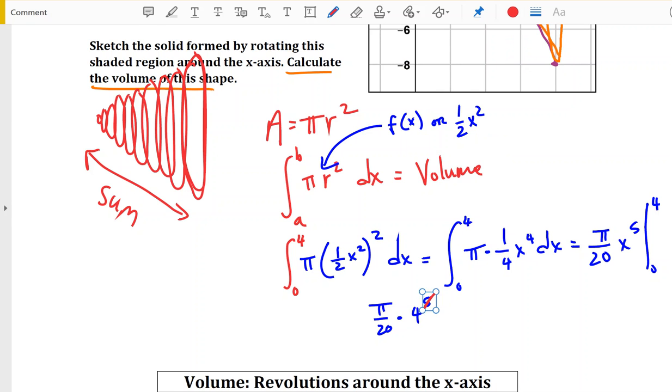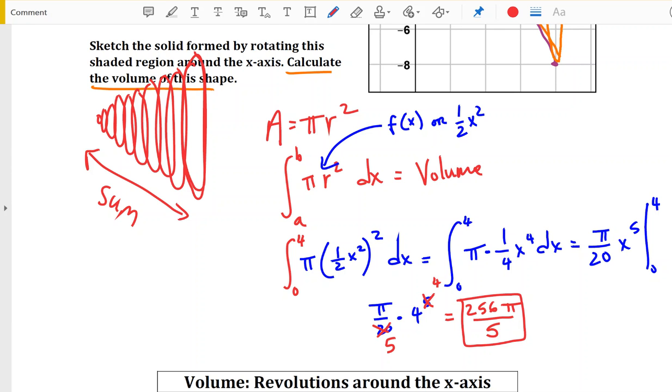Let's just simplify this a bit. I'll divide by one of my 4's. 20 divided by 4 is 5. 4 to the 5th divided by 4 means 4 to the 4th. And we get 256 pi over 5.